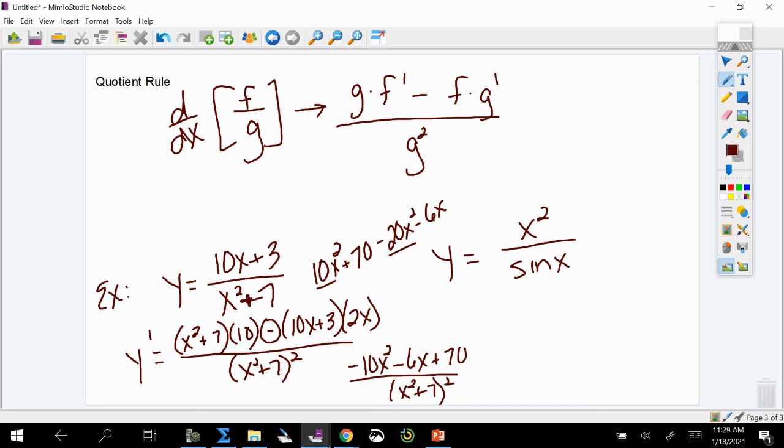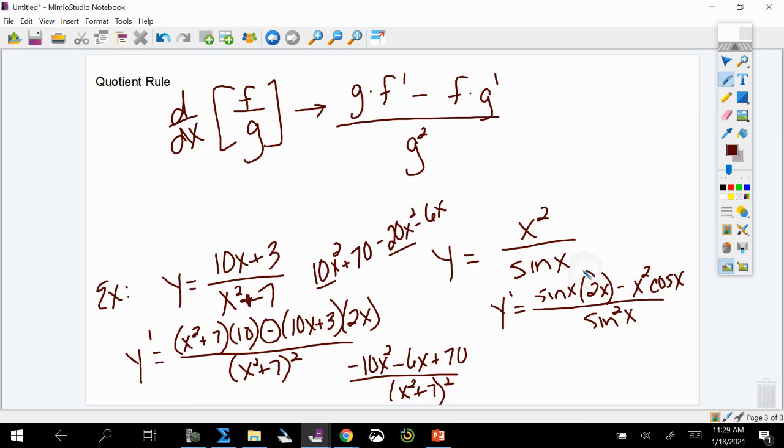So let me show you the one that has some trig in it. A lot of times students look at it and think, oh, it's trig, it's harder. I actually find the quotient rule trig ones to be a little easier because there's less simplifying. So bottom times the derivative of the top minus the top times the derivative of the bottom. Derivative of the bottom is cosine, all over the bottom squared. And again, you can leave it like this, so you have very little simplifying.